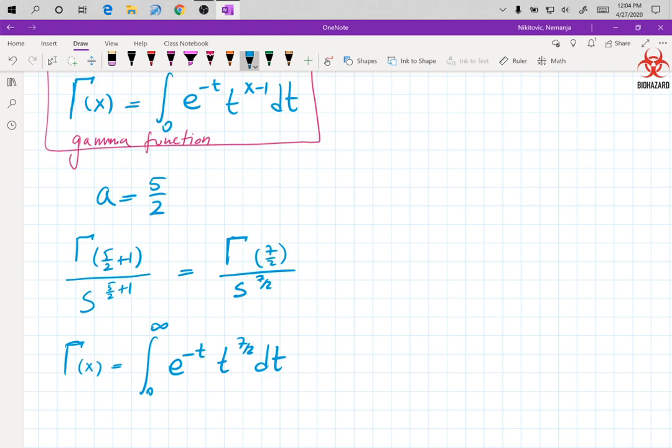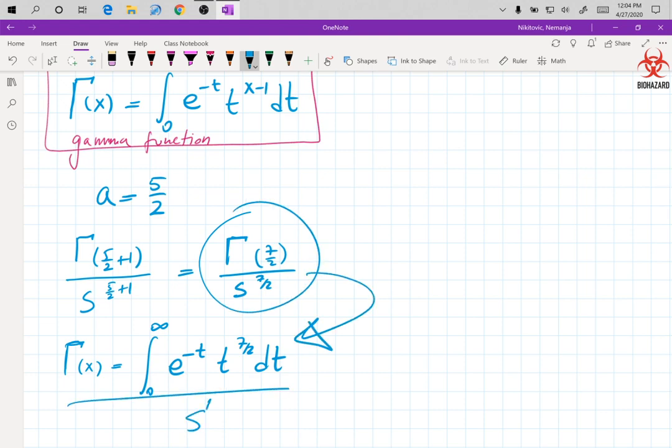So this part means this divided by s to the 7/2. That's what it means.